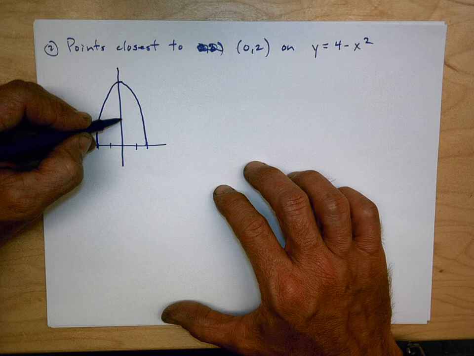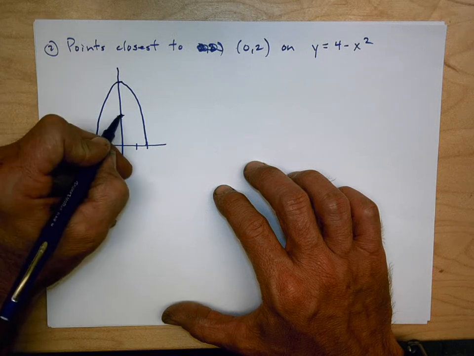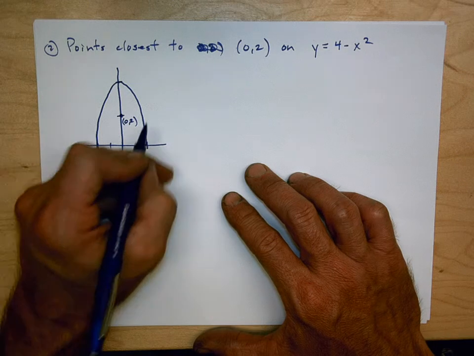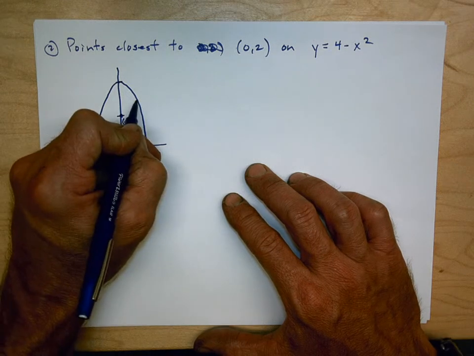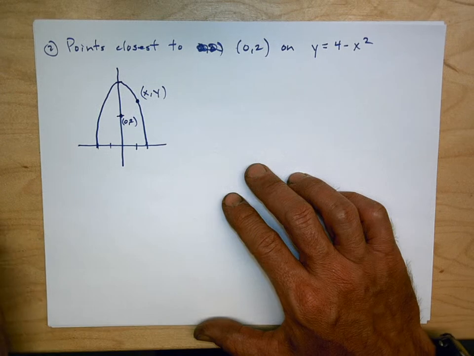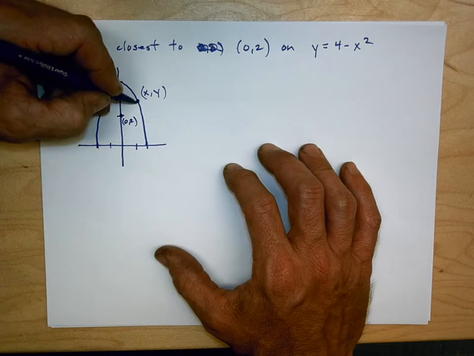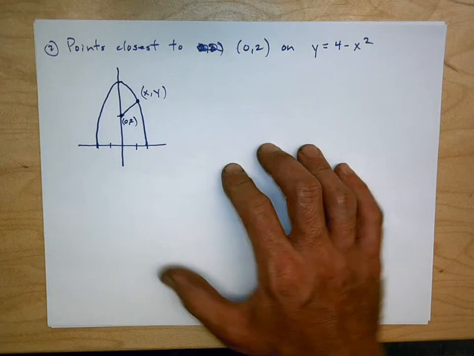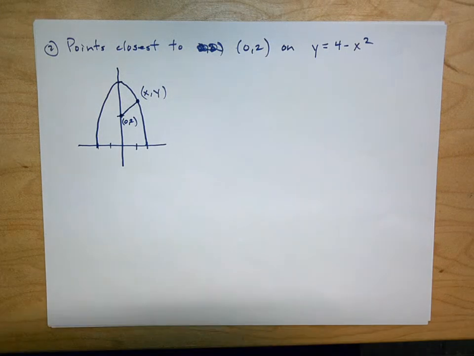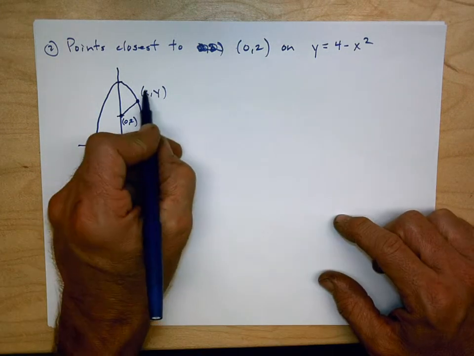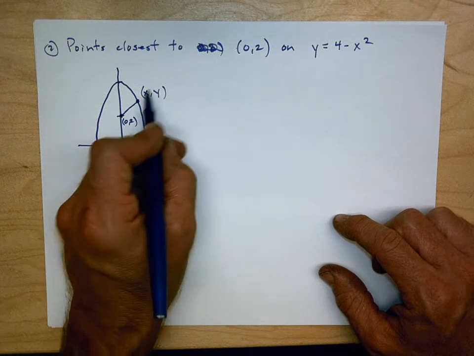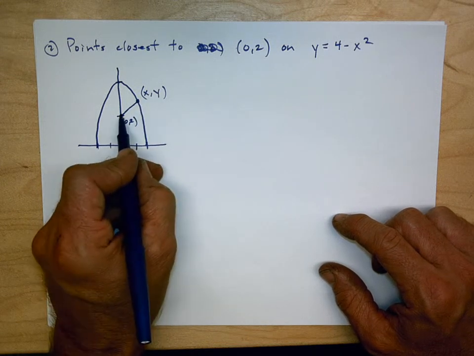And then up at (0, 2), this is my point (0, 2). What I want to find on this function is a point or points (x, y) that are closest to it. So this distance right here, all right? We want to minimize the distance from some point (x, y) to, or we want to find the point (x, y) that makes this distance smallest to the point (0, 2).